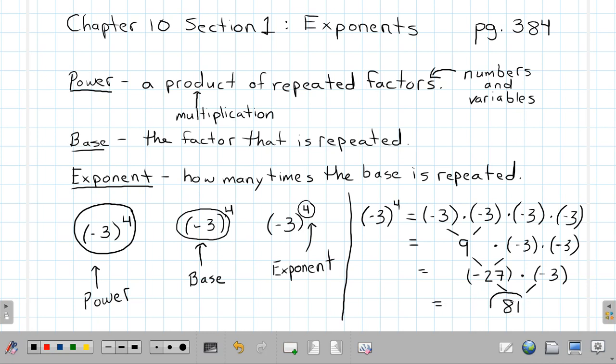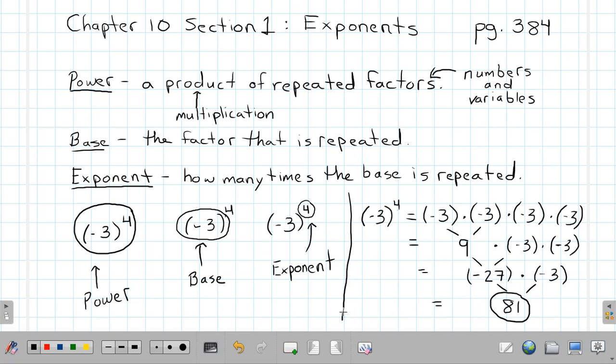Now we'll get more into evaluating powers in example number 2. But as of right now, this is what we mean by a power: a product of repeated factors. It is a product, meaning these are all multiplication, okay, of repeated factors. So we have a factor of -3, and it's repeated 4 times.